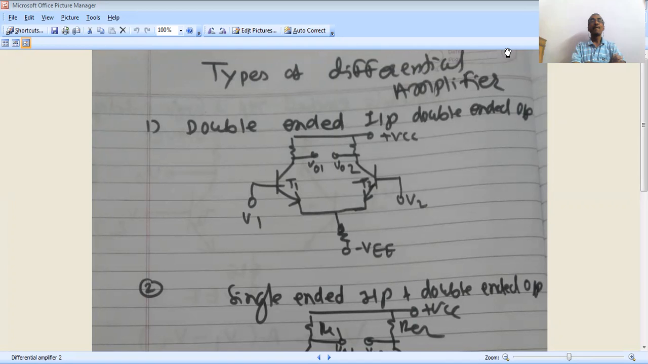Okay? This is the double-ended input and double-ended output. To remember in the exam, it is very easy. Two inputs, two outputs, two transistors, plus VCC, minus VEE. Finish. Okay, next.